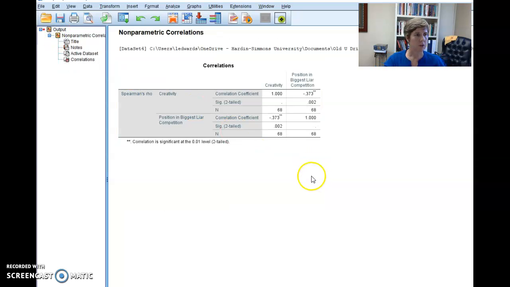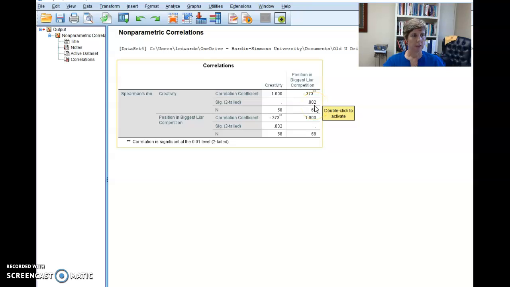Okay, so here is our correlation. Again, Andy talks a little bit about having a bootstrap technique. We don't have a bootstrap technique in this one, but we can look at the correlation coefficient between creativity and the position in the biggest liar competition. There is a negative correlation, and this correlation is significant because this value is less than 0.05.